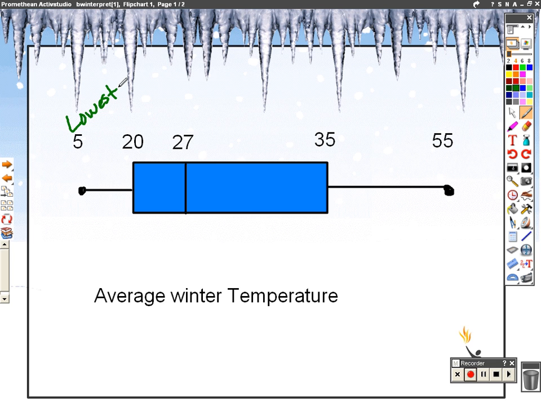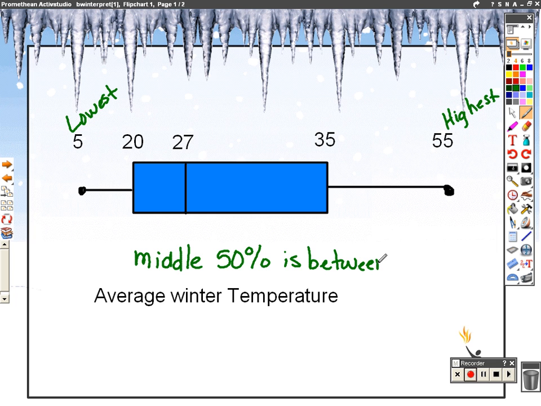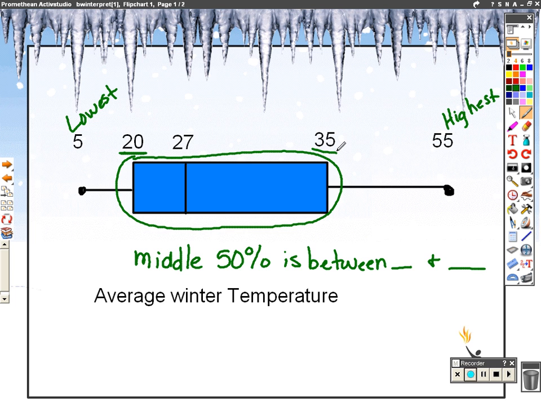What's my highest? Hopefully you said 55 because that's my upper extreme. So that's my highest temperature. Can you tell me what the middle 50% is? The middle 50% is between what and what? Okay, the middle 50% is always my box, the box part of my box and whiskers. So the middle 50% is between 20 and 35.